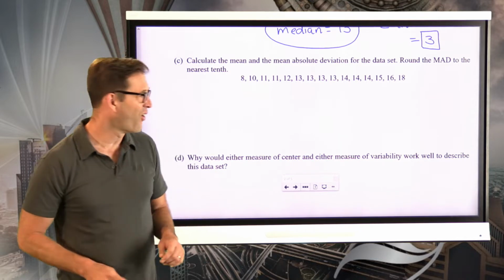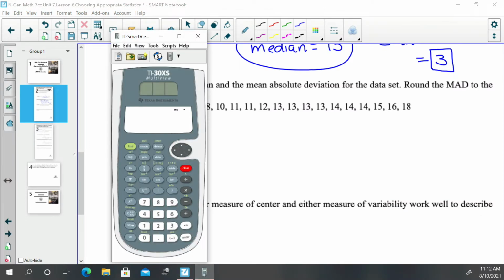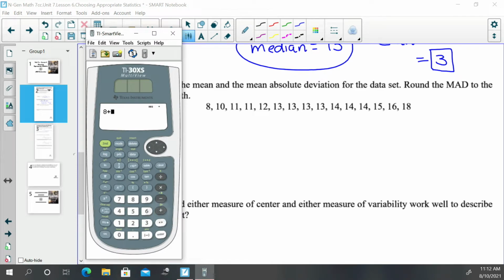All right, let me see if I can get all of this into my calculator correctly. First thing I need to do is clear that out, and I'm going to sum all my data up. 8 plus 10 plus 2 11s plus 1 12 plus 4 13s. All right, I got my 4 13s. Now I need 3 14s. Now I've got 1 15, 1 16, and 1 18.